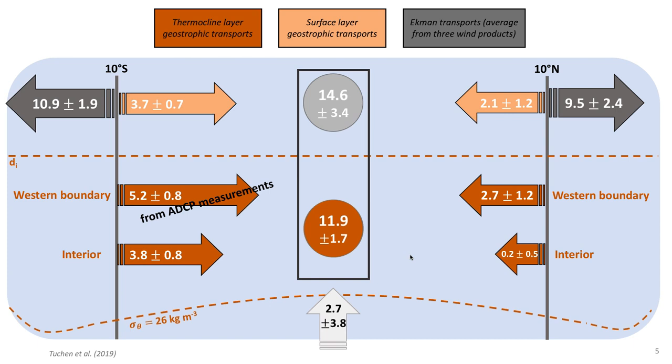So just some diapycnal transport that we are not measuring at 10 South and 10 North, that is entering these layers in between these two estimates or two latitudes of estimates. So this is now the motivation for the study that we did. We wanted to quantify and revisit this value from Argo data.